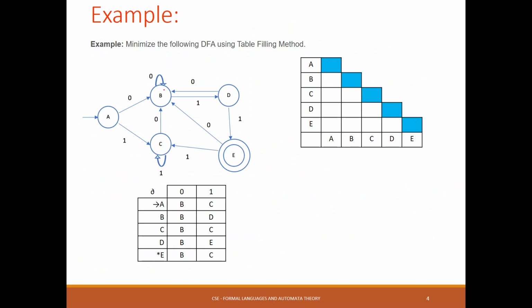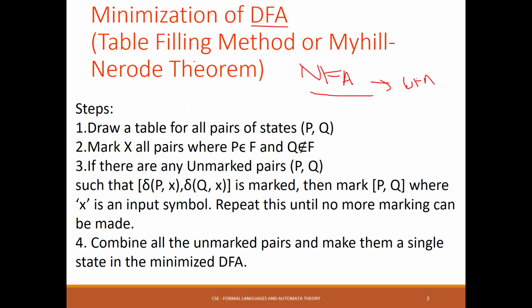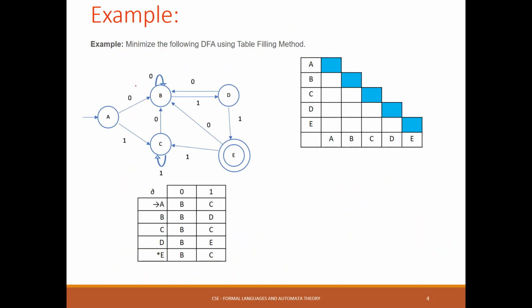Now consider this diagram. Here we are going to minimize the given DFA. The method we are going to use is called the table filling method, and we are going to use the Myhill-Nerod theorem. A question can be asked using the Myhill-Nerod theorem or the table filling method. Now consider the given question. First we need to check whether the diagram is NFA or DFA. If it is DFA, we can directly minimize, whereas if it is NFA, we need to convert NFA to DFA and then minimize.